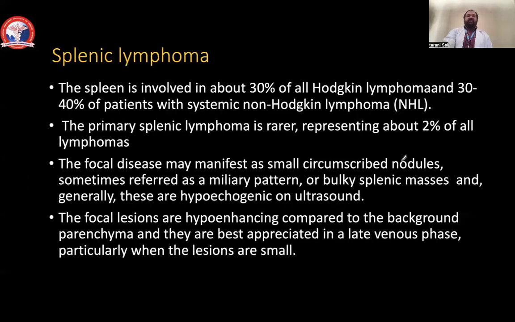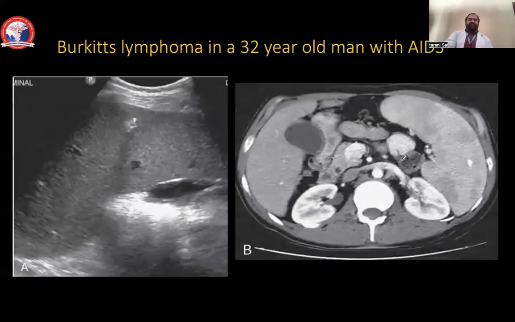Splenic lymphoma, which is very rare, accounting for 2% of lymphomas. The focal disease may manifest as small circumscribed nodules, sometimes referred to as a miliary pattern, or bulky splenic masses, and generally is hypoechogenic on ultrasound. The focal lesions are hypoenhancing compared to the background parenchyma, and they are best appreciated in a late venous phase, particularly when lesions are small.